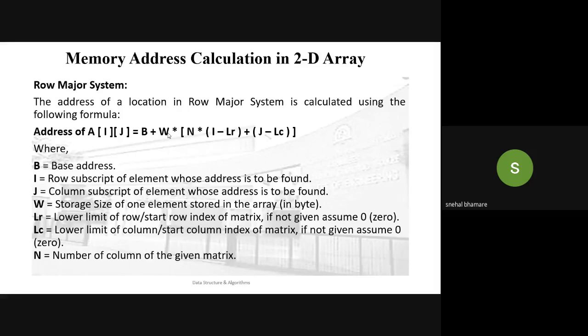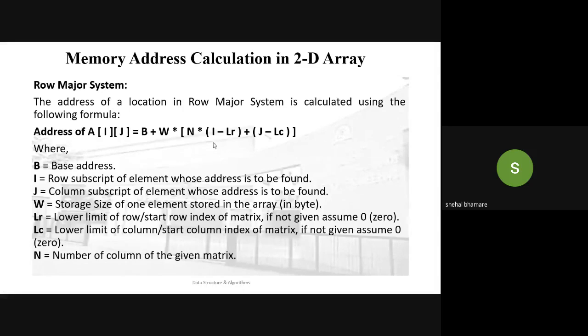If it is integer, it will require 2 bytes. If it is a character, it will require 1 byte. If it is float, it will require 4 bytes. So that is nothing but W. Then the next value, N, is the number of columns. Next, I is the row index of the element whose address is to be found out. Then LR is the lower bound of the row index, that is, the lowest index of the row.